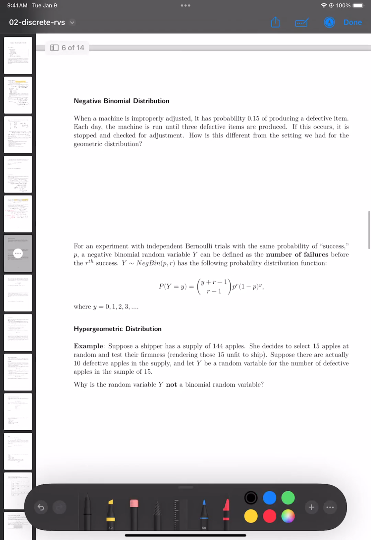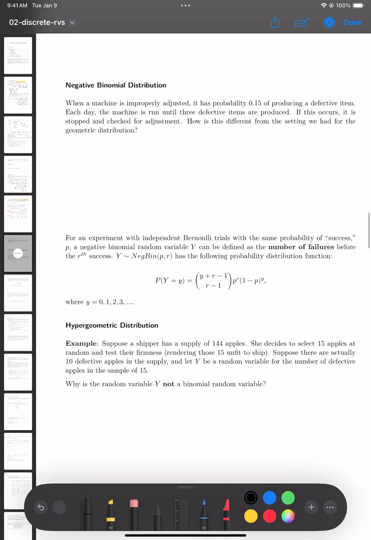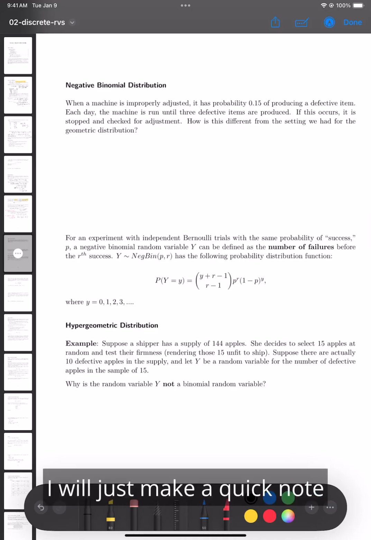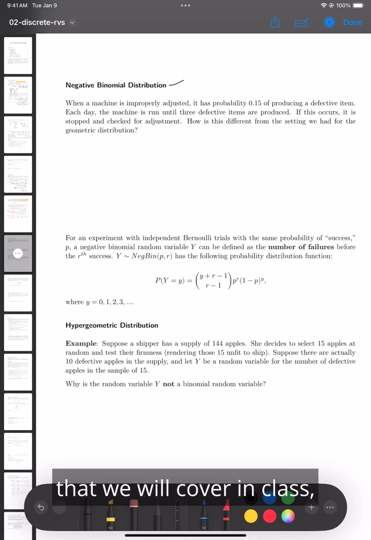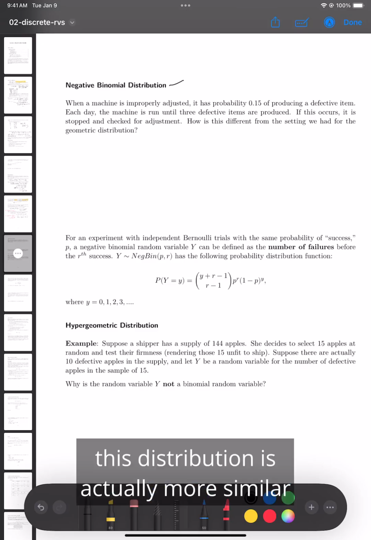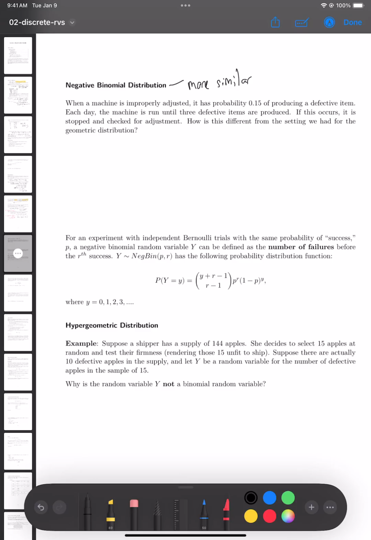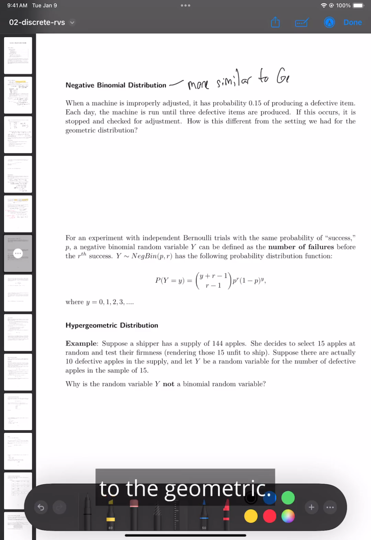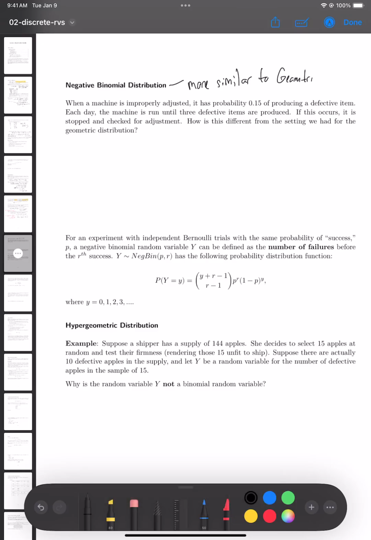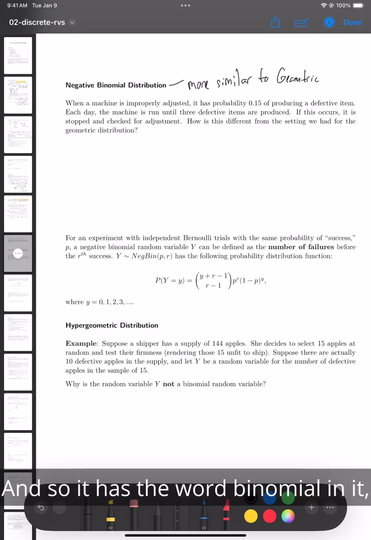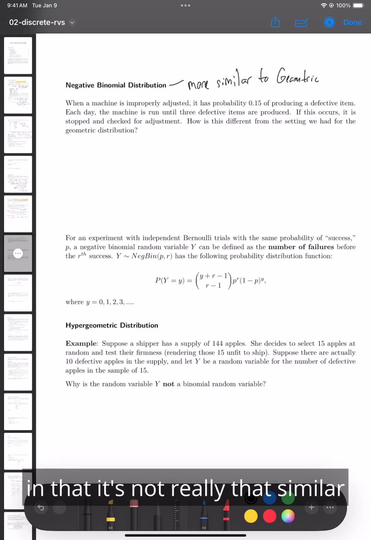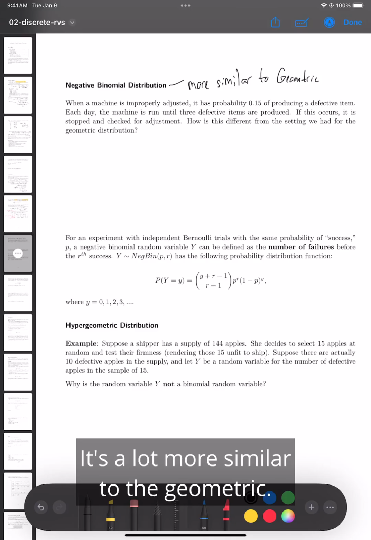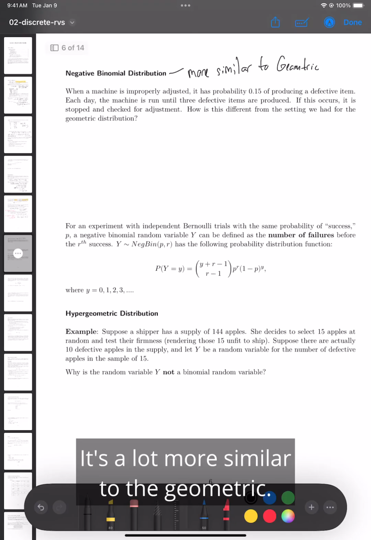But before we do that, I will just make a quick note that the negative binomial distribution that we will cover in class is actually more similar to the geometric. It has the word binomial in it, which is a little confusing, in that it's not really that similar to the binomial distribution. It's a lot more similar to the geometric.